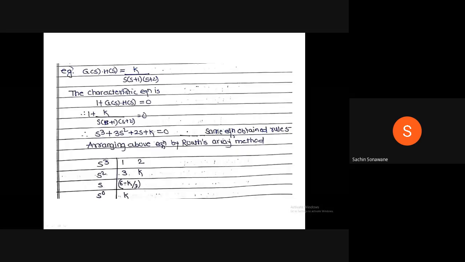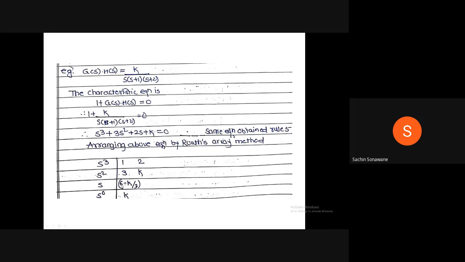Therefore, towards the left side we have to write S cube, S square, S raised to 0. Now in front of S cube you have to write the coefficient of S cube, first is 1. Then you have to jump to 2S, therefore 2. Now in front of S square you have to write 3, and then like this K.